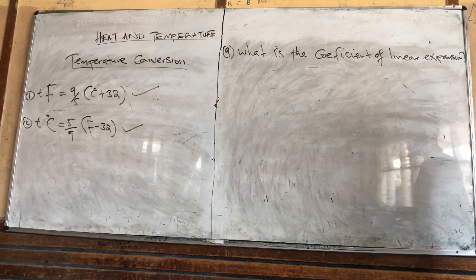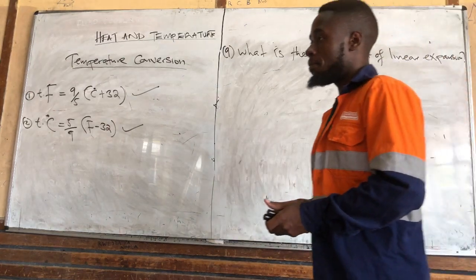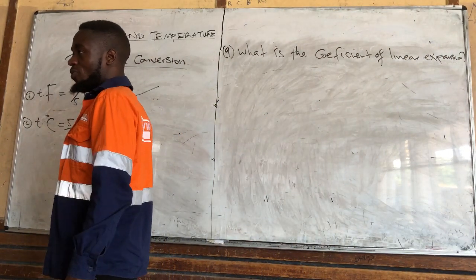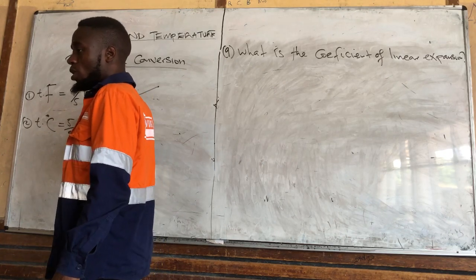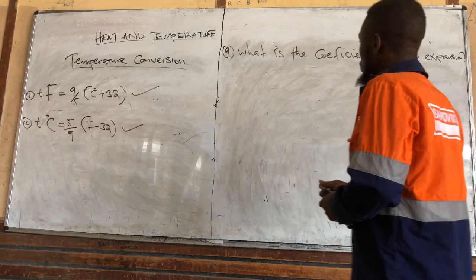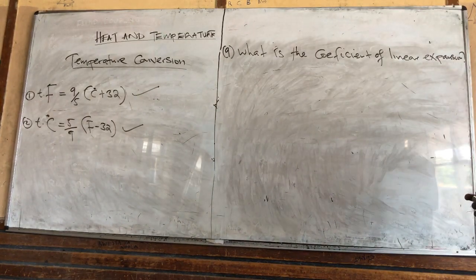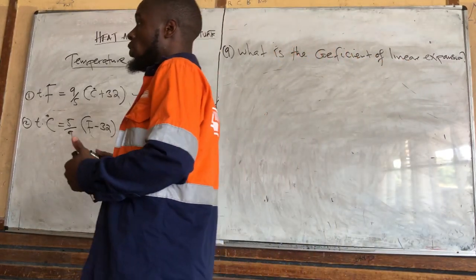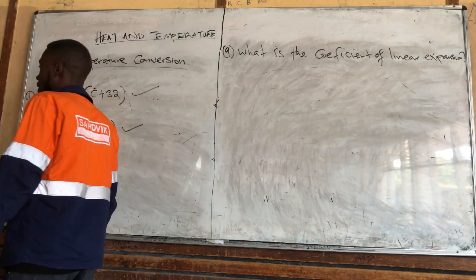Even though they have not given you the numbers to put there, they will give you the number. I can't guess. If you are converting here, they will give you a number to convert from this one to this one. You don't just guess. So what is the coefficient of linear expansion? It is just a number that denotes the degree of expansion.